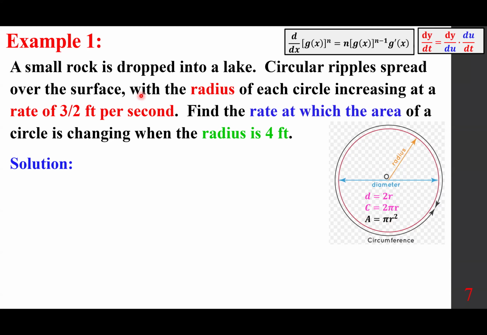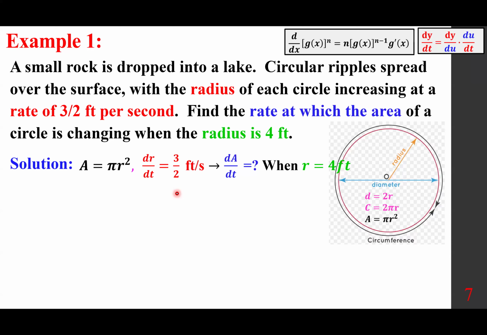Let's go back and continue reading. With the radius of each circle increasing at this rate, that means dr/dt is 3/2 feet per second. What are we looking for? The rate at which the area is changing. That means dA/dt at a precise moment where the radius is r equals 4 feet. So this is the translation of the question into mathematical symbols.